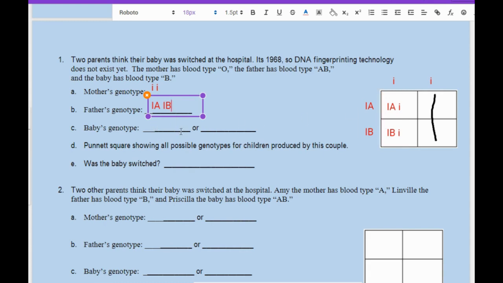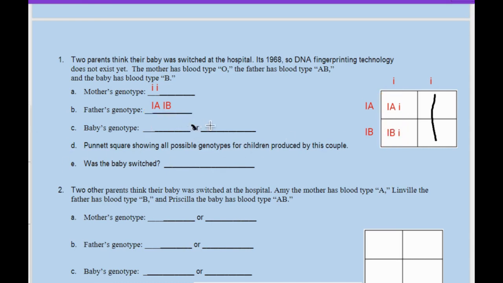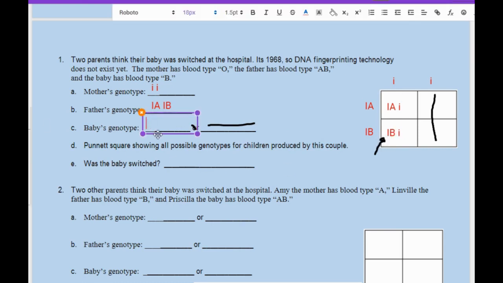The baby's genotypes, there's two of them. They could be, well, let's see. The baby is blood type B. So this is the baby right here. So there's no two different types. There shouldn't be any "or" here, because if it's type B, it's going to be this specific genotype. So there's only one possibility: big IB and little i, because we know the kid's got a little i since she had to get it from mom.